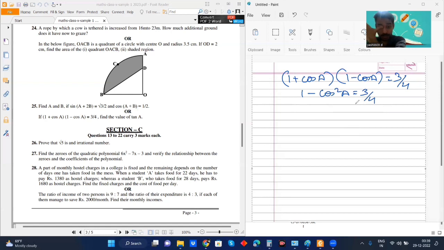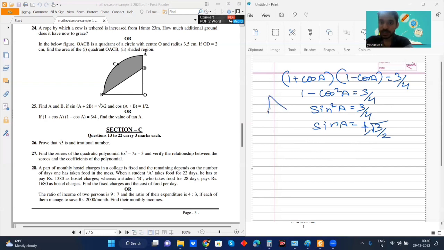1 minus cos square A is nothing but sine square A. So sine square A is 3 by 4. So sine A is how much? If I take the square root of both sides, sine A is plus or minus root 3 by 2.